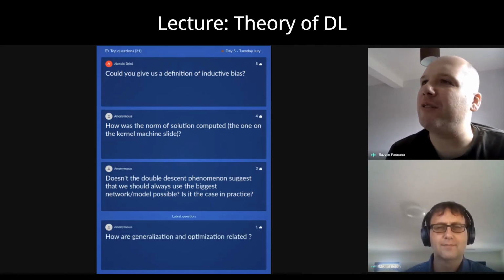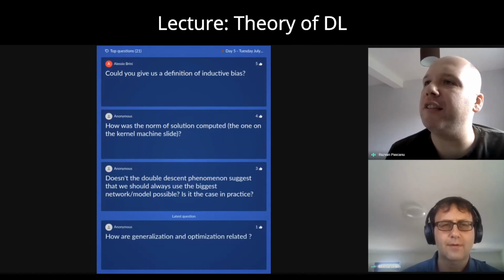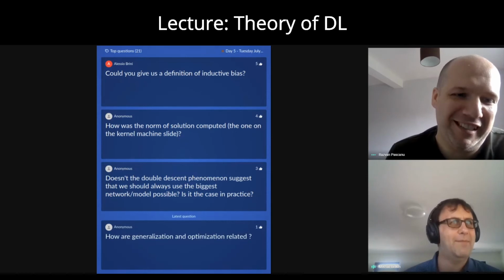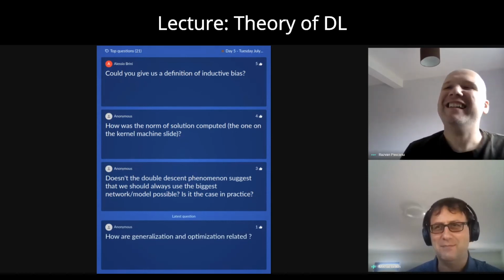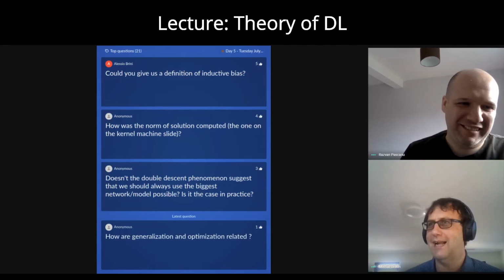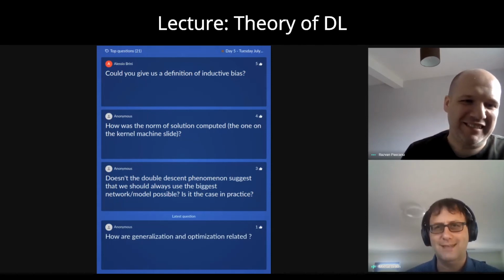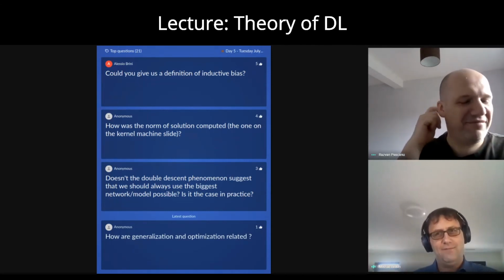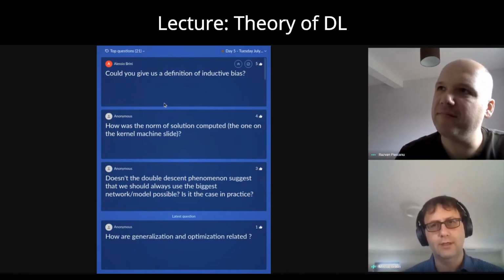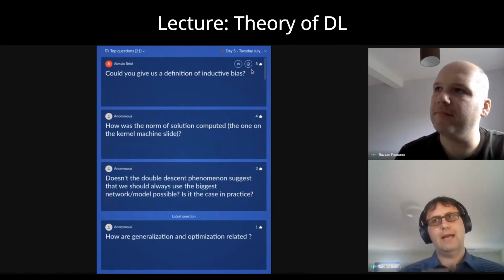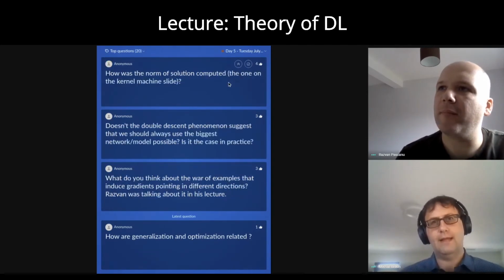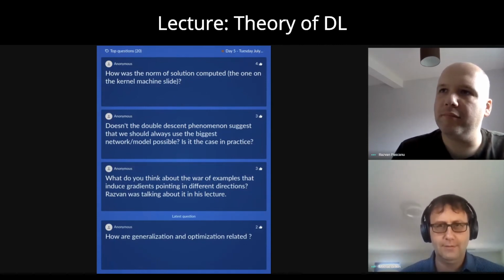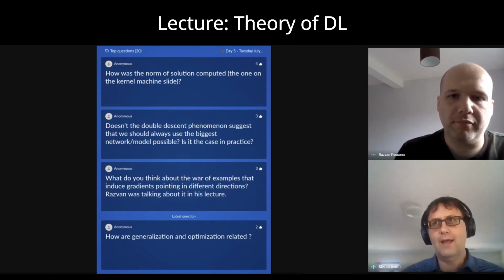So the next question is, could you give us a definition of inductive bias? A definition. I'm not sure I have a definition of inductive bias, but I can give an example of inductive bias. When we do linear regression, inductive bias can be related to the norm of the solution. In that case, it is our belief that small norm solutions are good. For some models, we can prove that this is really true. But notice, this is our belief.